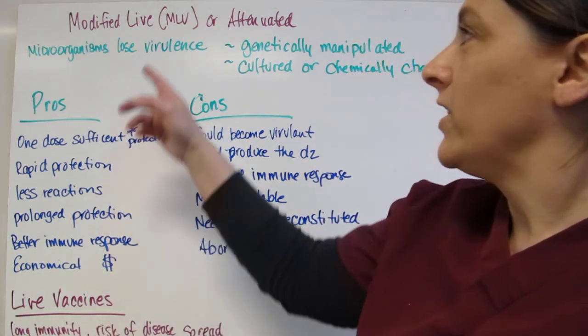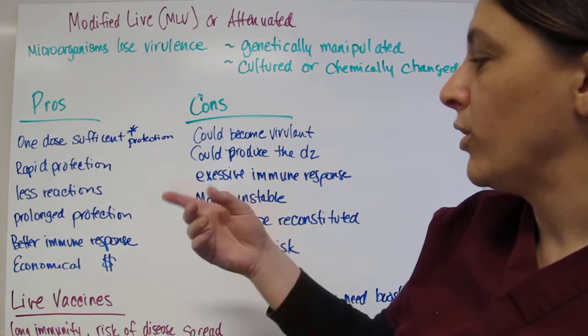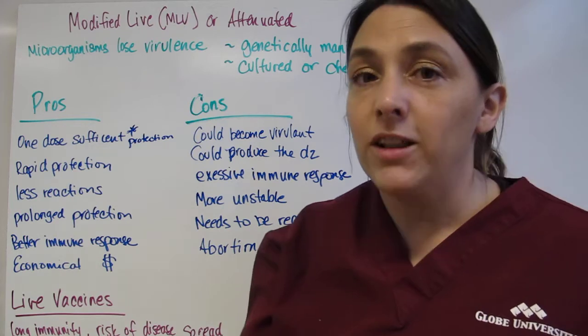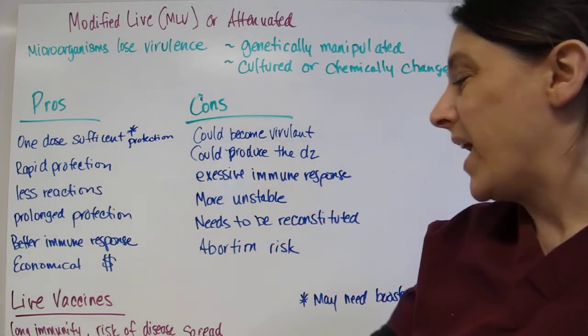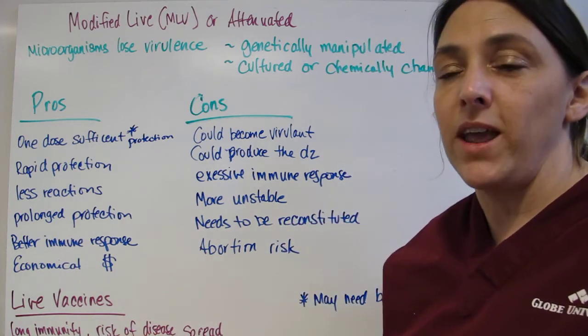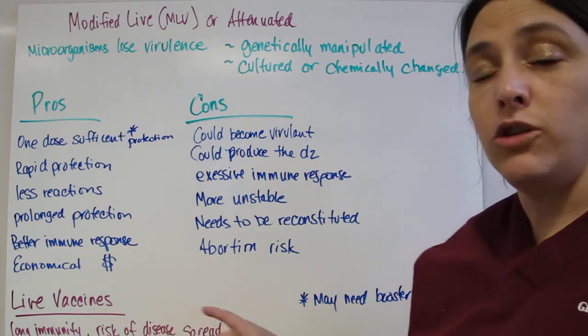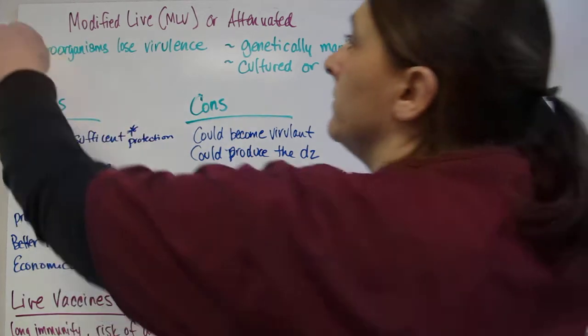Live vaccines are very similar to modified live in pros and cons. The thing with live vaccines is, one, they provide long-lasting immunity, but there is a risk of the disease spreading, and not only to the other animals, but to the humans who administer them.